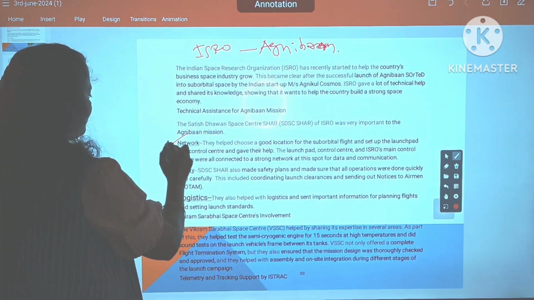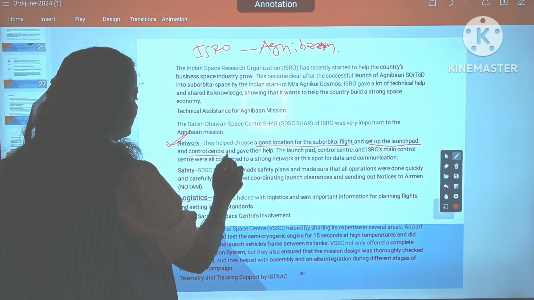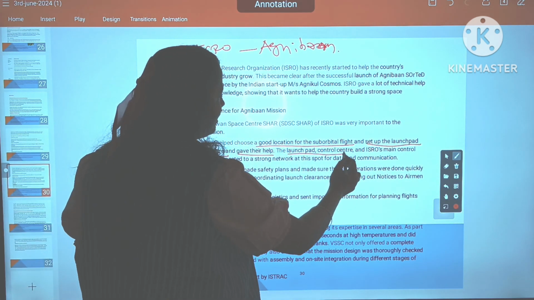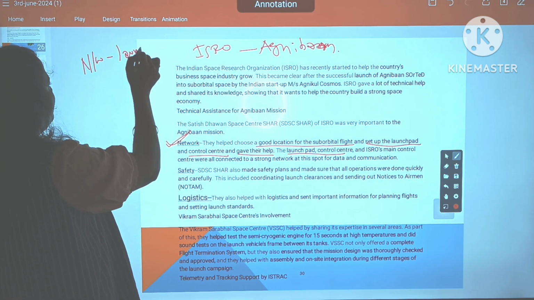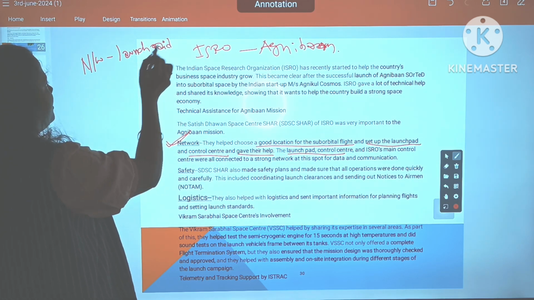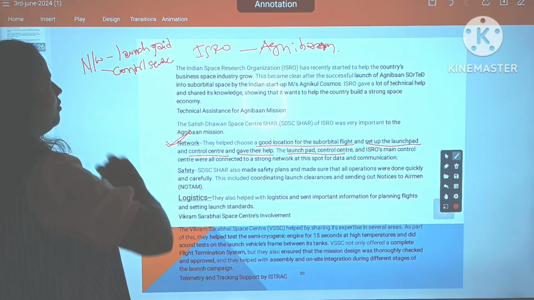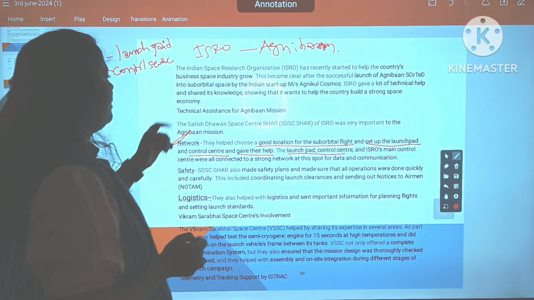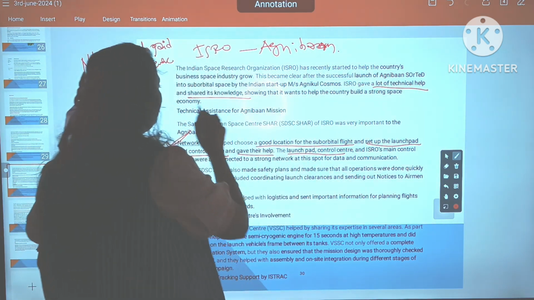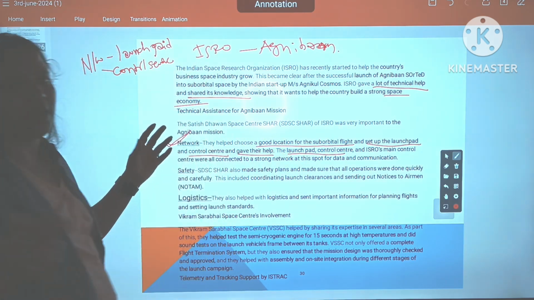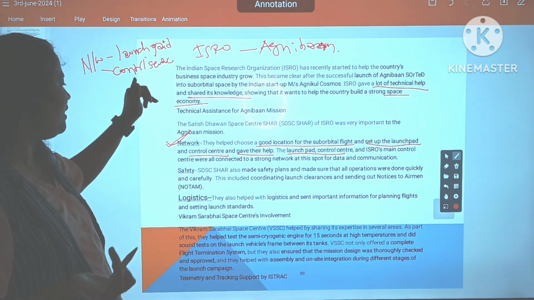So how, with network? Okay, a good location for suborbital flight, set up launch pad, control center, give help. ISRO made a lot of technical help and shared its knowledge in the space economy. Okay, by what methods has ISRO helped? By network. In network it has provided a launch pad and control center.